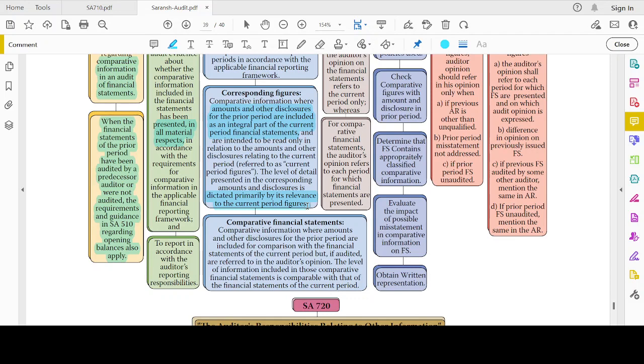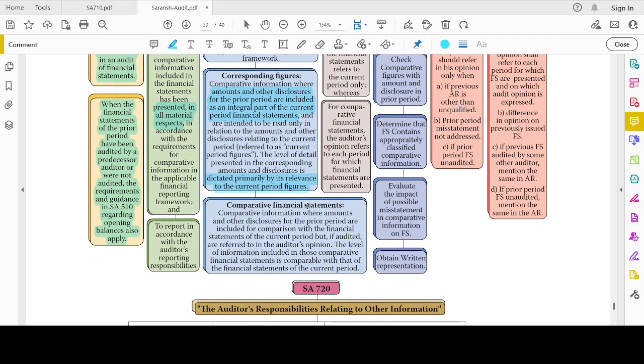Now, comparative financial statements: comparative information where amounts and other disclosures for the prior period are included for comparison with the financial statements of the current period, but, if audited, are referred to in the auditor's opinion.